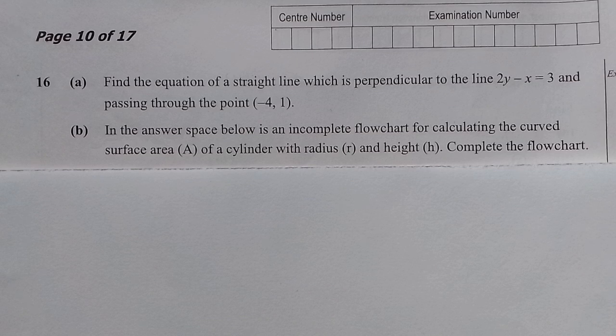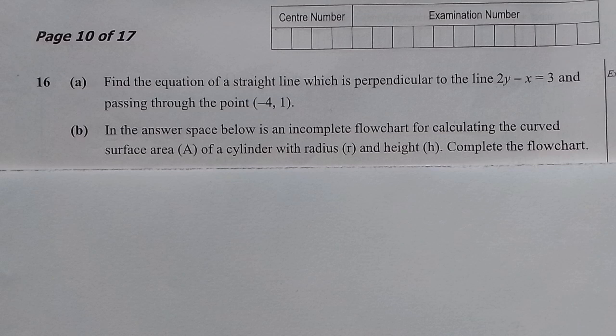In this video we'll focus on question 16 A and B, which is coming from a 2021 paper 1 internal mathematics at grade 12. So this question has got two parts, A and B. Part A reads, find the equation of a straight line which is perpendicular to the line 2y minus x equal to 3 and passing through the point negative 4, 1.